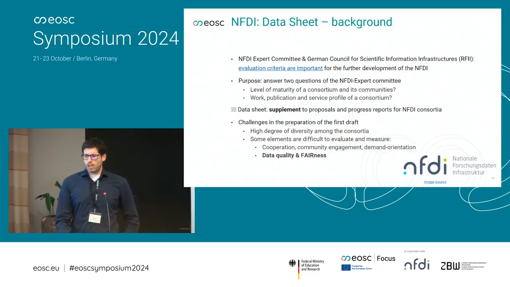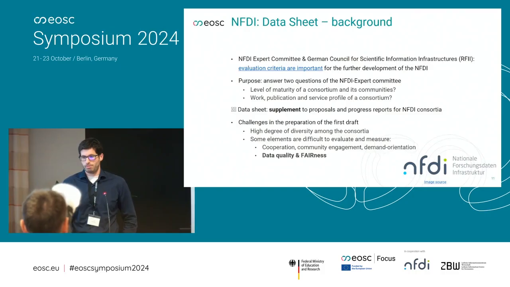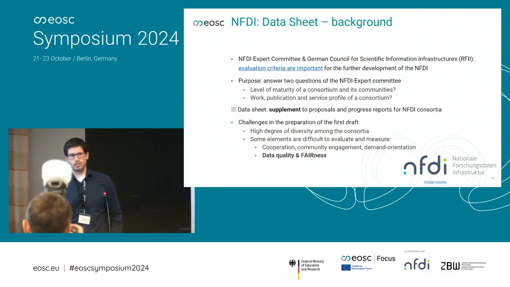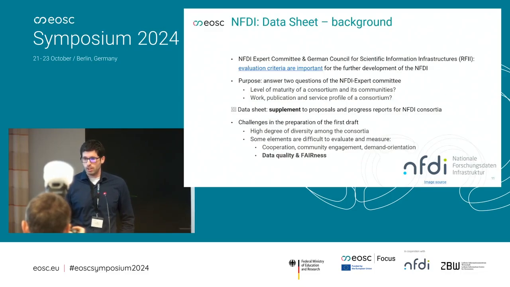And we had a lot of challenges preparing that data sheet. First of all, we have very different communities and consortia represented in the NFDI, from biology to linguistics, and all of those have different ideas and needs for fairness and data quality. And we had to acknowledge that some elements are really hard to evaluate and measure. Cooperation, for example, or community engagement are very hard to measure. And also data quality and fairness are really hard to measure if you have so many different communities.